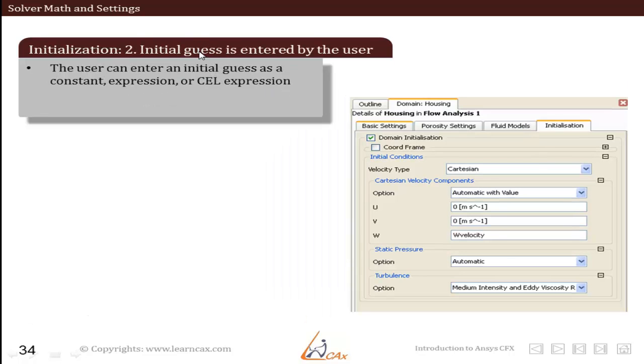The second is the initial guess entered by the user, in which the user can enter the initial guess as a constant or a CEL expression. Here we are saying it has to be automatic with value, where the user is entering all these values. Also, there is an expression used for W velocity as seen here.